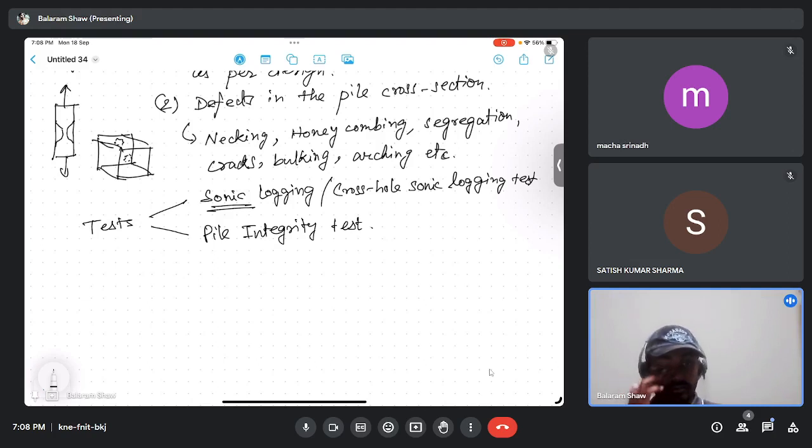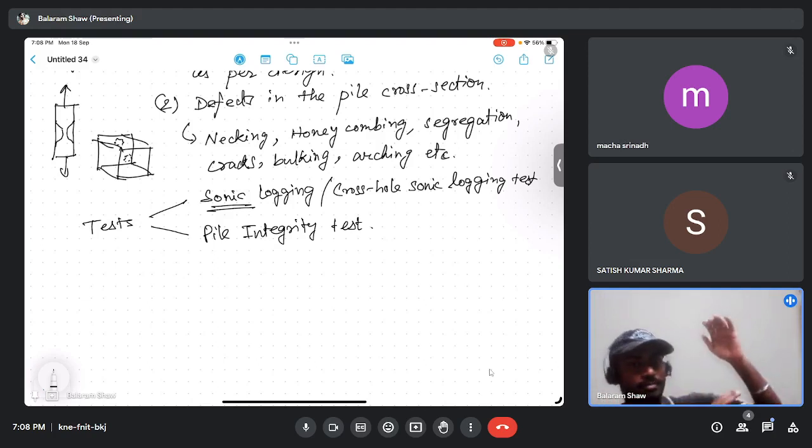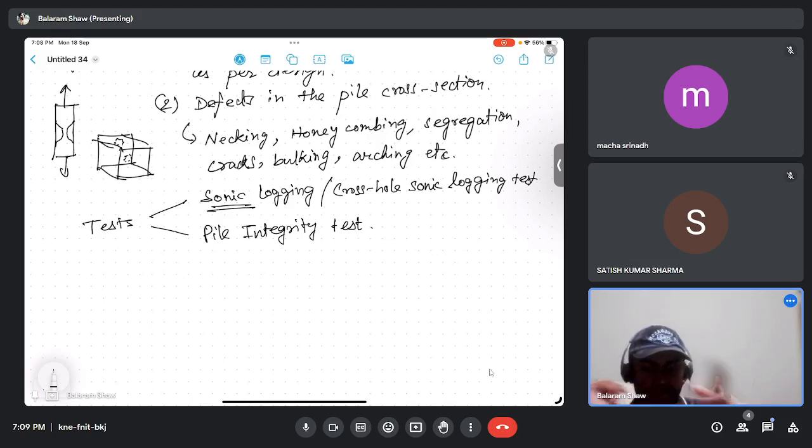So if we are knowing the strength for the whole pile, let us say we are having this pile, and we are checking the strength at every point in the length. If we are seeing that strength is coming constant, but at some point the strength is varying much, then we can understand that it is because of some kind of defect present in the pile. So for that we use this sonic logging test.